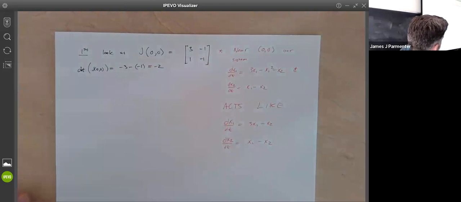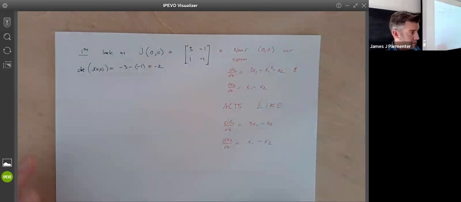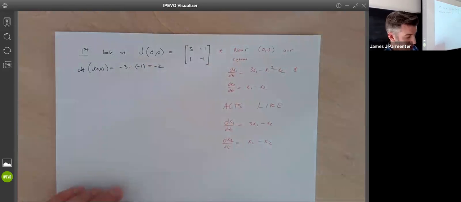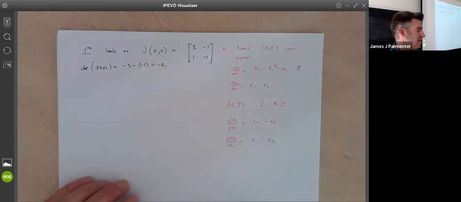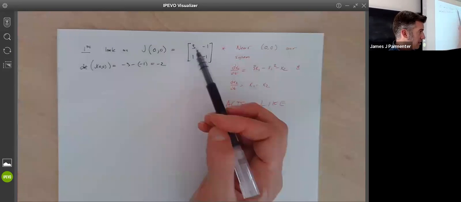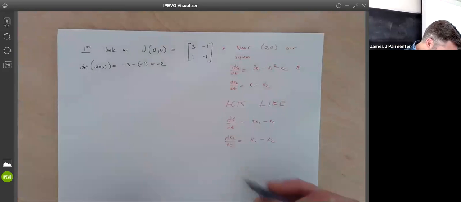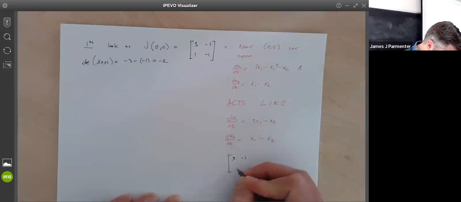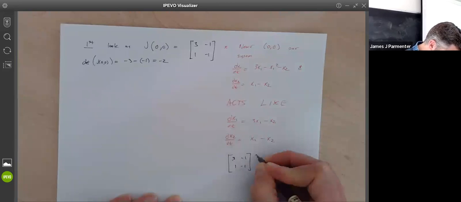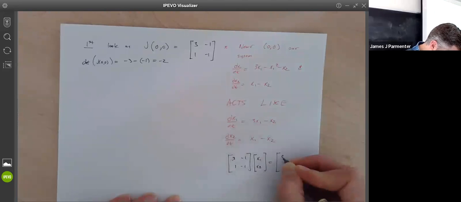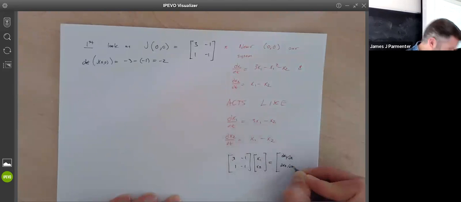So, let me make sure. Yeah, that's right. What I'm actually doing, there are two ways you can do it. What I personally was doing is looking at the matrix, my matrix, which is 3, -1, 1, -1 times x1, x2 equals dx1/dt, dx2/dt. That's what I was doing.